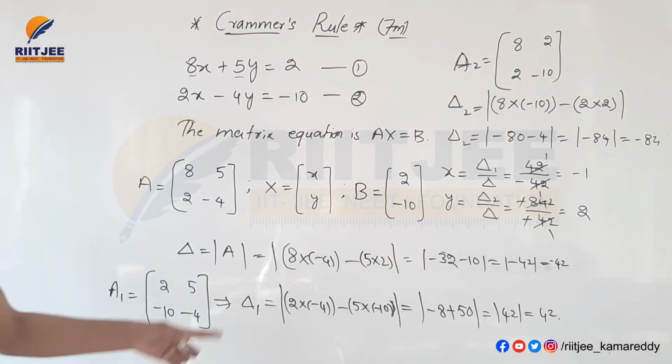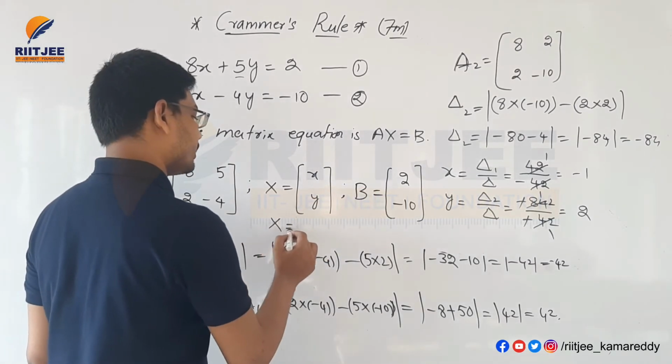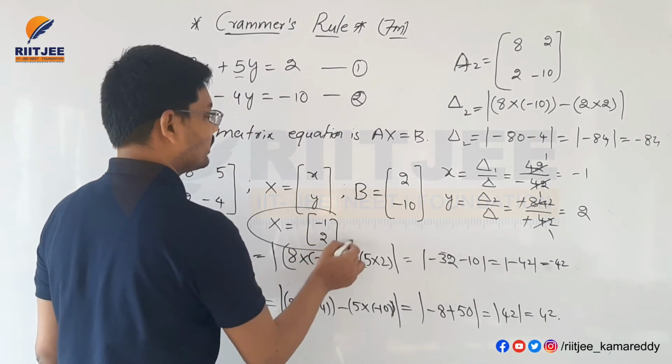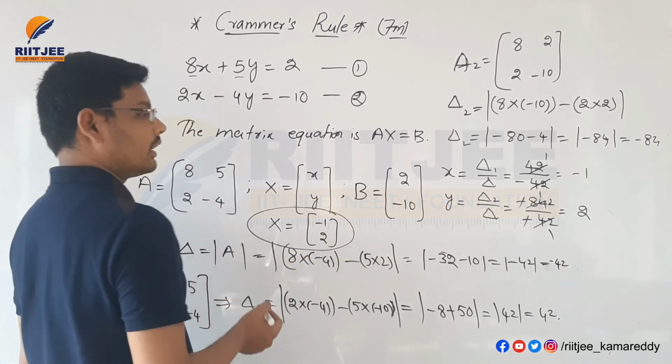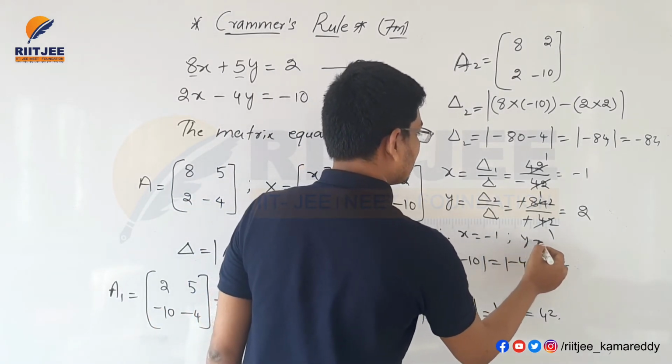Let's substitute the values minus 1 and 2 in the variable matrix, that is minus 1, 2. This is the variable matrix. Therefore, x is equal to minus 1 and y is equal to 2.